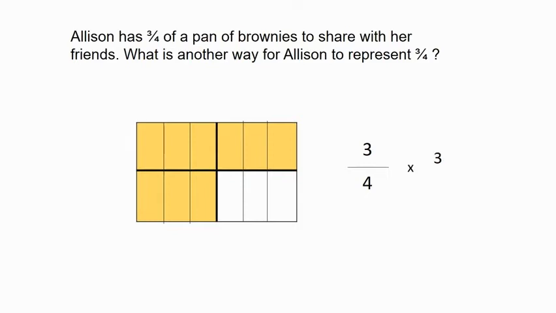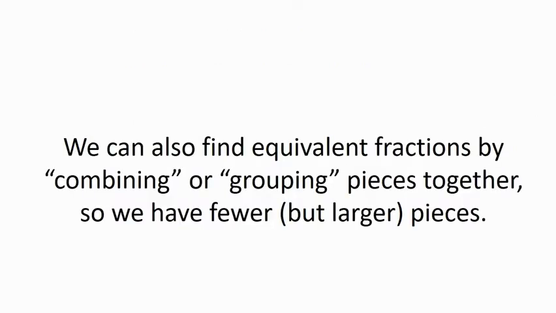She multiplied how many we have shaded by 3, but also how many it takes to make the whole by 3. We will have more pieces, but the pieces will be smaller. And remember, 3/3 is another way to write 1. So 3 times 3 is 9, and 4 times 3 is 12. 9/12 covers the same area as 3/4, so they are equivalent. We can also find equivalent fractions by combining or grouping pieces together so that we have fewer but larger pieces.